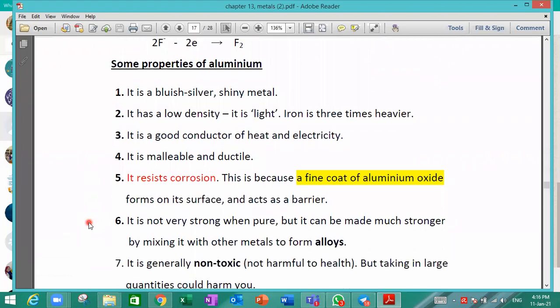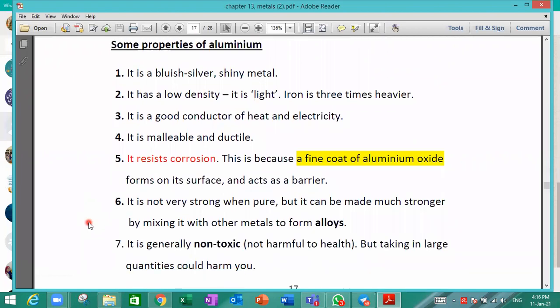Now, there are some properties of the aluminium that we extract by this method, or rather the properties of aluminium in general. It is a bluish silver shiny metal. It has low density. Low means light. Iron is 3 times heavier than aluminium. It's a good conductor of heat and electricity. It is malleable and ductile because it's a metal, so it has the properties of metals.